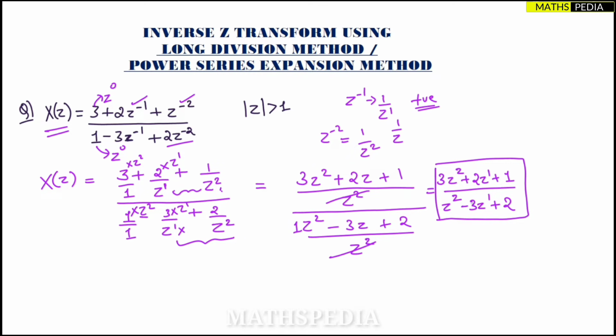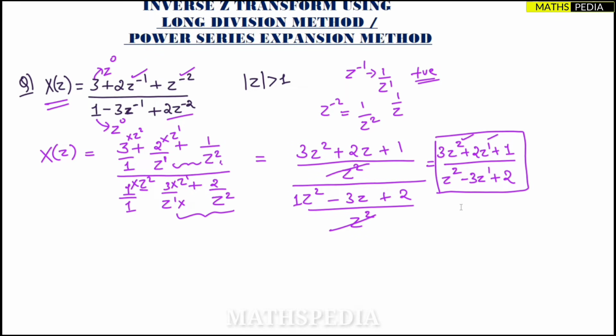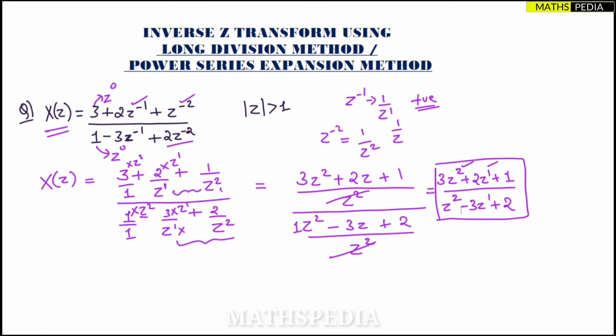We have just converted into positive powers. Here you can see all the powers are positive. Okay, now let us take this one and solve the problem. Before that, as I said before, the powers, positive powers, should be in descending order for a causal system, ROC mod z greater than 1. For that we should have descending powers. What is the descending order? Z power 3, z power 2, z power 1, z power 0, that order.